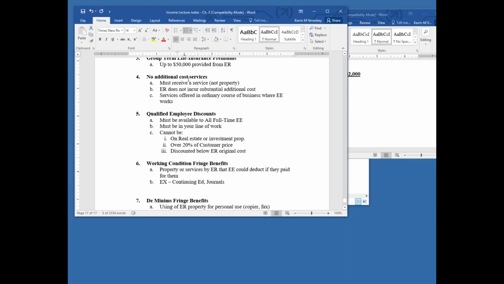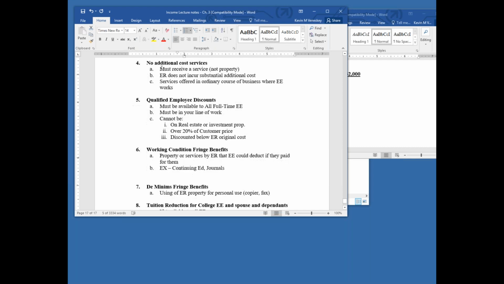Let's get down to no additional cost services. So if you work on an airline and you take a free flight somewhere, that would be a no additional cost service if the airline didn't have to kick somebody off of a seat to get you on. That's of course not going to count, but most of the time they wouldn't do that anyway. That would be considered a fringe benefit. You don't have to have the value of that airplane ticket added into your tax or taxable income.